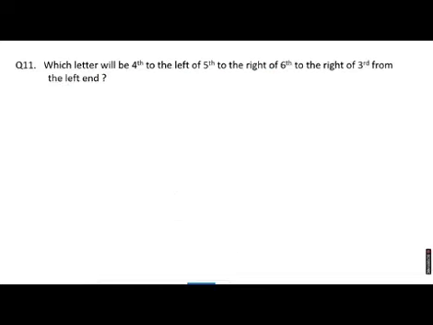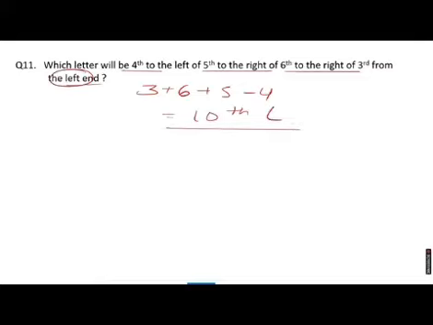After that, which letter will be fourth to the left of fifth to the right of sixth to the third from left end? So here our answer will be 3 plus 6 plus 5 minus 4, and that will be 10th. And here the position that is given to you in the end is left, so our answer will be 10th from the left, and 10th from the left is J. So your answer will be the alphabet J.